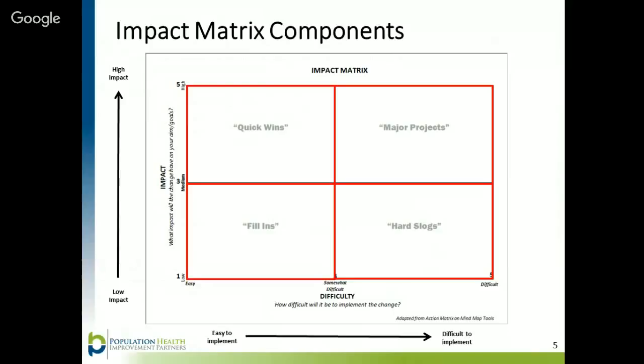The bottom right quadrant is categorized as hard slogs, as they are ideas that are both difficult to implement and will have little overall impact. We encourage teams to let go of any change ideas that may fall into this category, as they will essentially take more time than they are worth.